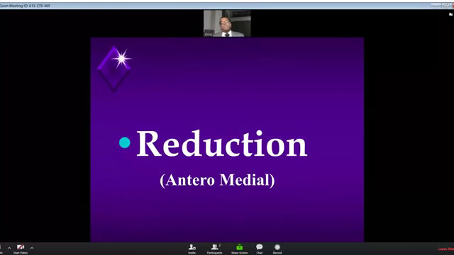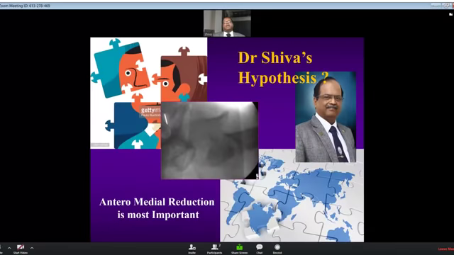First and foremost, reduction. Friends, in the last 10 years, I've been talking about the anteromedial reduction. Even in the last webinar, my friend Dr. Gadigone stressed the anteromedial reduction and gave due credit to my teachings all over India. I always show this picture.